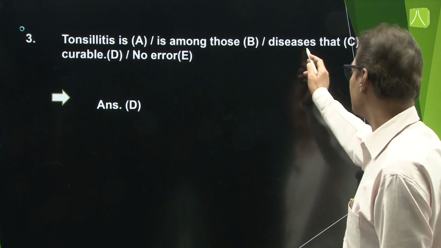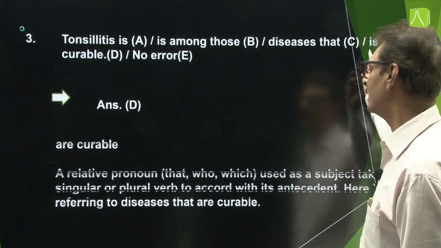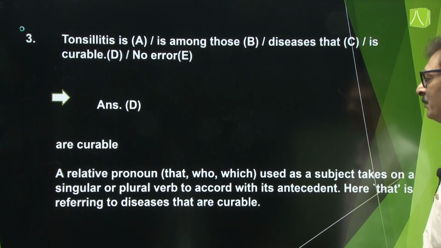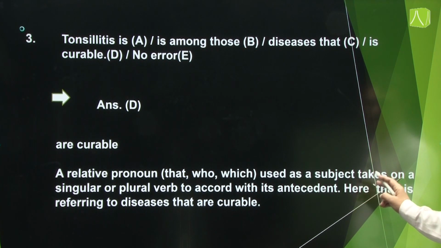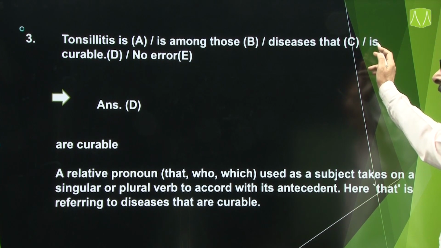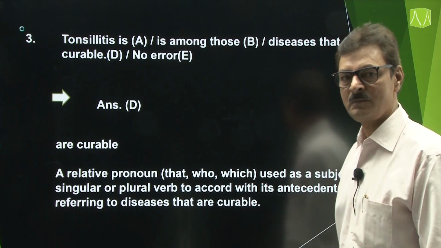Tonsillitis is among those diseases. Diseases की बात करें. So the verb should be plural that are curable. A relative pronoun that, who, which used as a subject takes on a singular or plural verb according to its antecedent. Here that is referring to diseases should be that are. This is the explanation for this sentence.